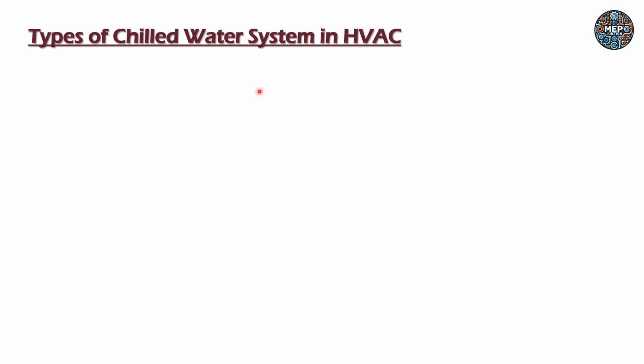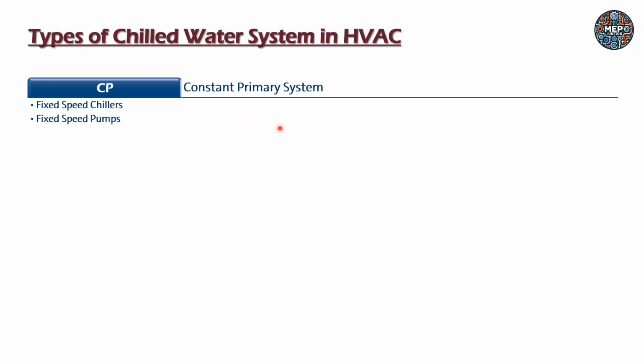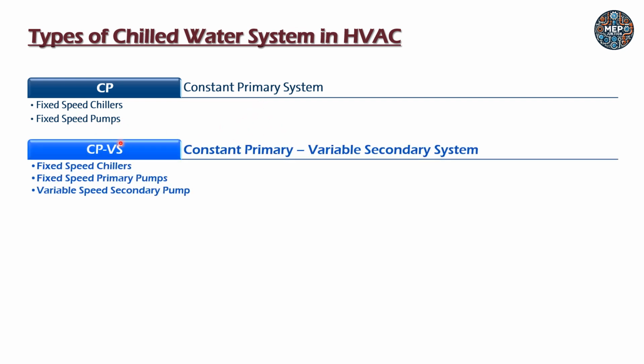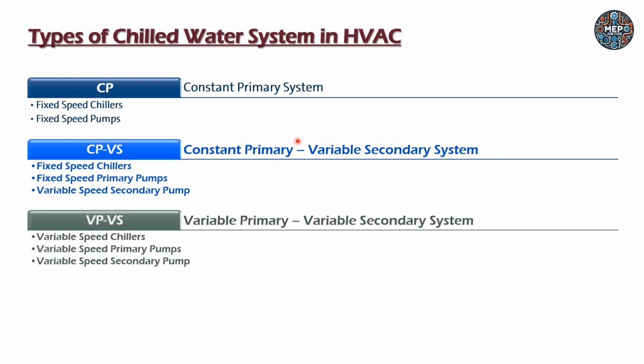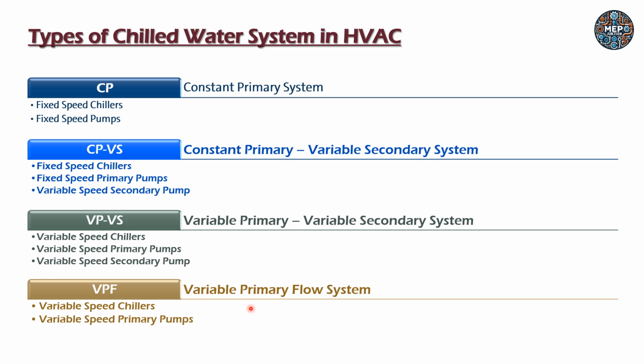We'll first understand the types of chilled water system in HVAC. The first one is the constant primary system, where there are fixed speed chillers and fixed speed pumps. Then the constant primary and variable secondary system, where there are fixed speed chillers and fixed speed primary pumps, but there is a secondary pump system also, which is a variable one. Then there is variable primary, variable secondary, where chillers and the pumps all are variable. Then the variable primary flow system, where again the chillers and pumps are variable.